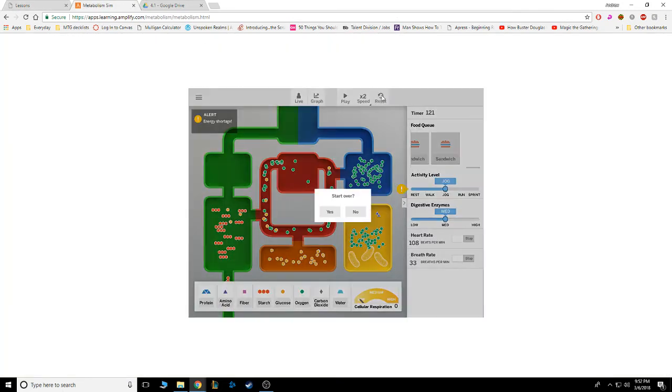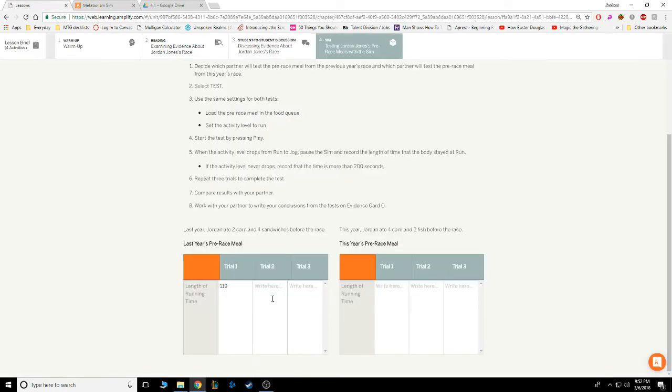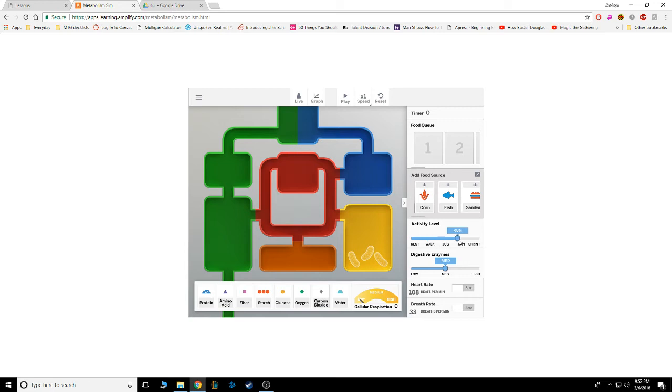So now I'm going to reset the simulation, and normally I'd do it all over again to make sure that I had more trials so I could get a better idea. We learned about that in the previous lesson when we looked at having only 1 trial was not very good evidence. But to show you how the second one works, I'm going to set that one up instead. So trial 1 for 4 corn and 2 fish. So I need to set the activity level to run. I need to have 4 corn and 2 fish.